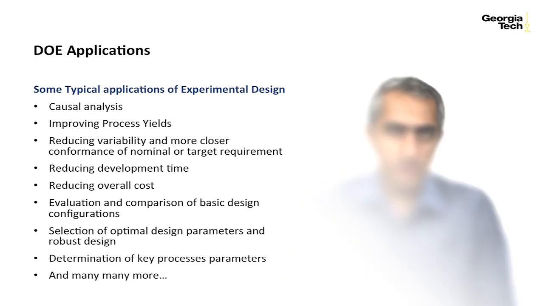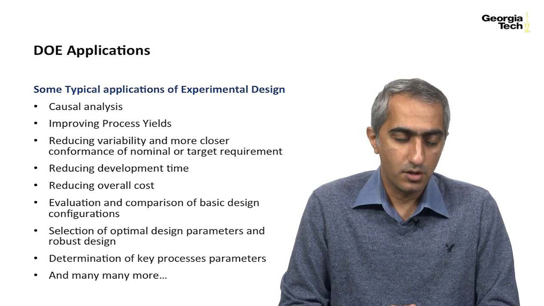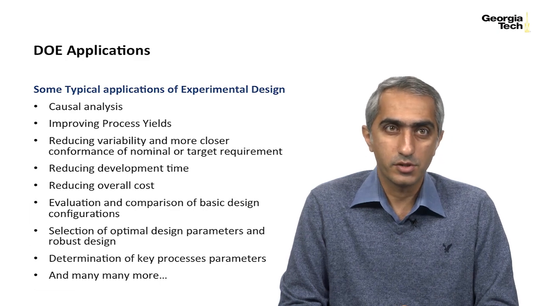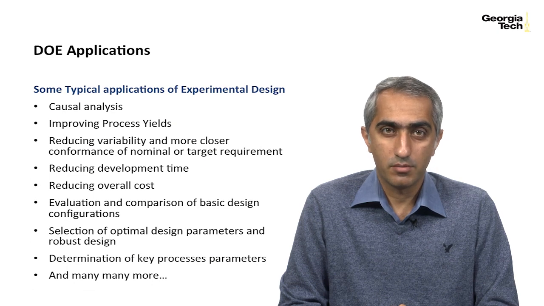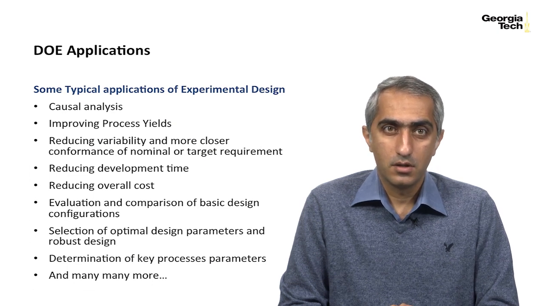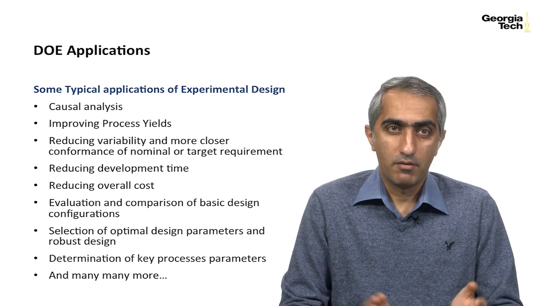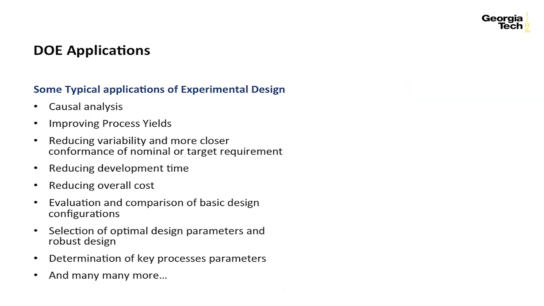Here are some examples of typical applications of experimental design. We can use it for improving process yield, for reducing overall cost, or for selection of optimal design parameters and robust design. And we have other examples here, as you can see.